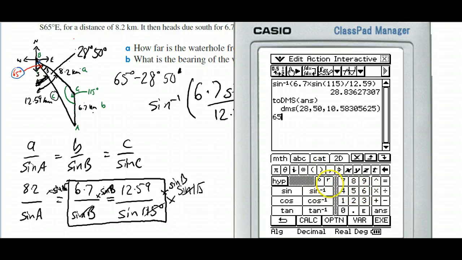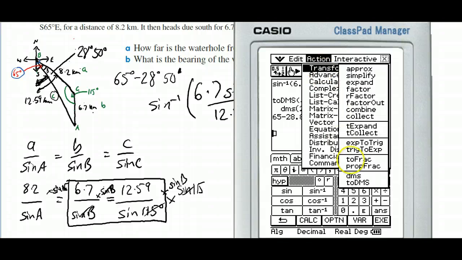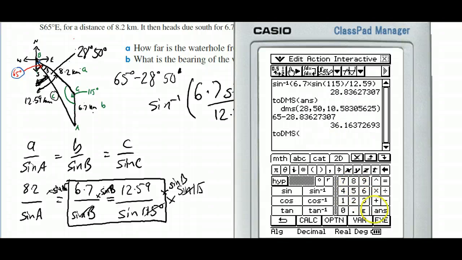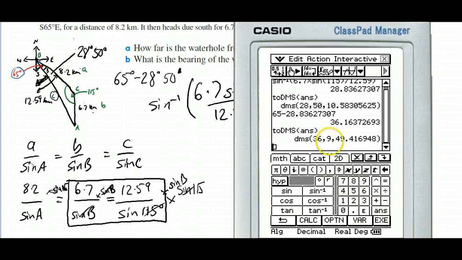65 minus 28 degrees. It might actually be easier to use a decimal at this point. We'll use a decimal. 28.83627307. And now we can convert that into degrees, minutes, seconds. So put our answer in. 36 degrees and 10 minutes.